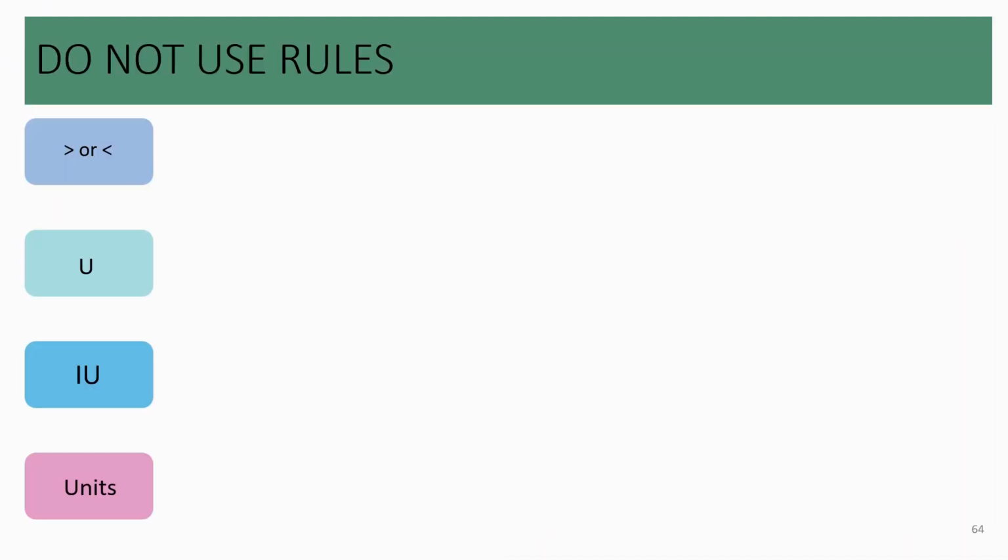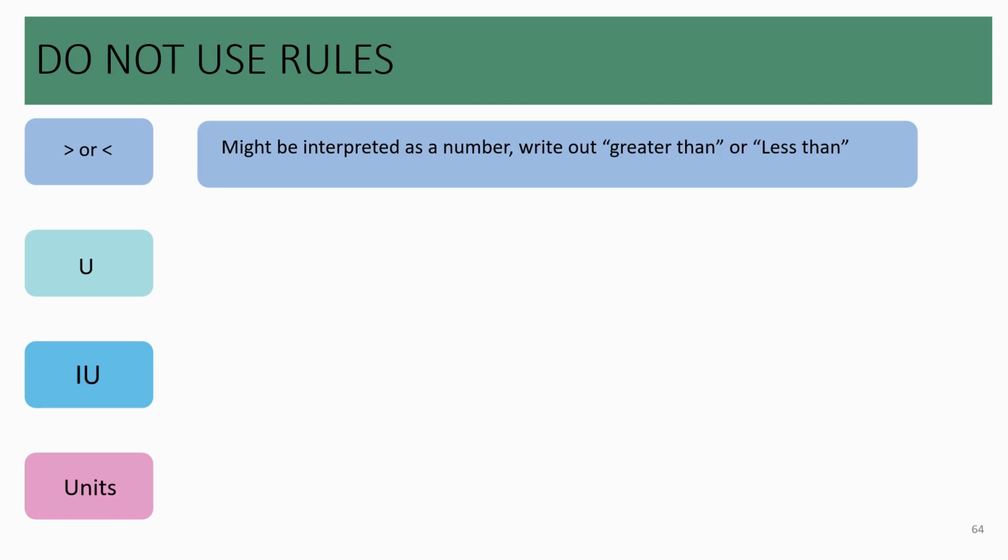Okay, so the first set of things on our do not use rules is the greater than or less than symbols that we often use in math. They are those little, right, sideways carets. However, they could be misinterpreted as a number. So we're encouraged to always write out the terms greater than or less than rather than use those math symbols.